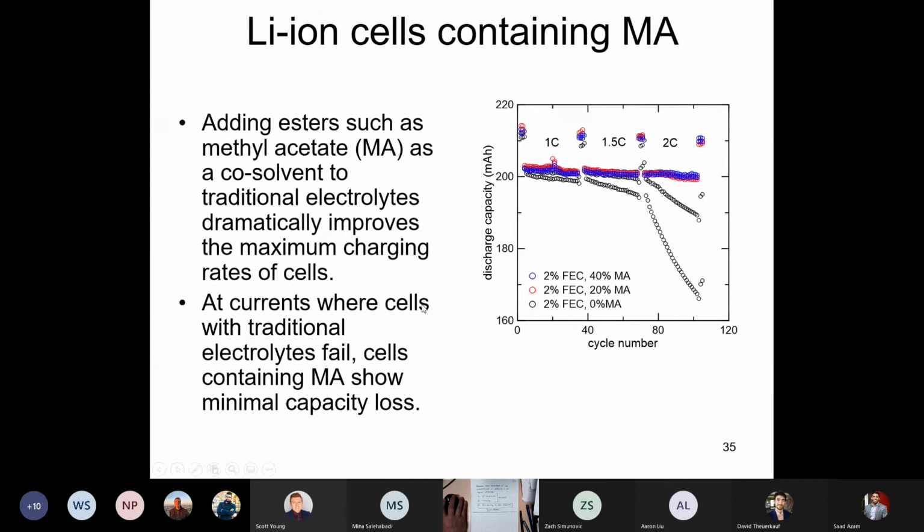And going back to this earlier slide that I showed you, where lithium-ion cells with EMC electrolytes failed at a 2C charge rate. If you add methyl acetate, 20% or 40% in red and blue respectively, you can have perfectly fine charging at 2C rates for these thick electrode cells. And this is why you want these low viscosity co-additives in your electrolyte.